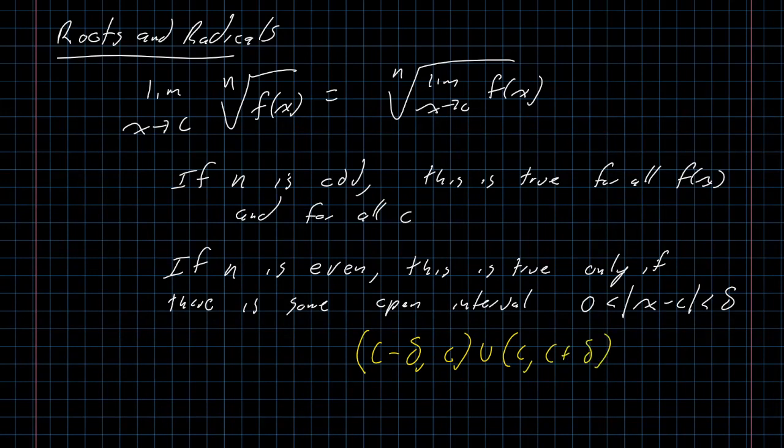Right, so it's not quite an entire open interval. It has excluded the point c itself from the interval because, as we've seen dealing with limits in the past, we don't care what happens at c. But we have to have some open interval where f of x is greater than or equal to 0 for all x in this interval.